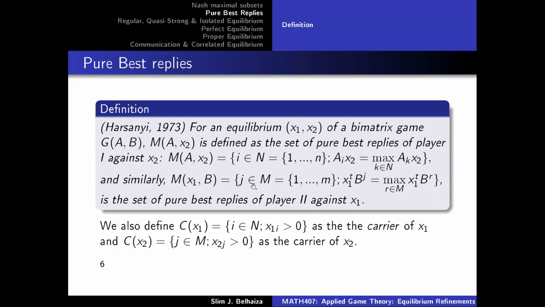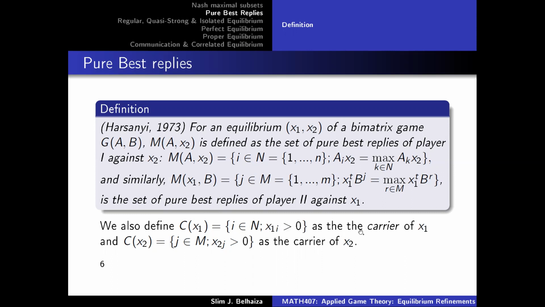Once we have this formal definition of sets of pure best replies, we can now talk about what we call the carrier of x1 and x2. The carrier of x1 is the set of all indices of strategies that are given a non-zero probability when the player is playing.